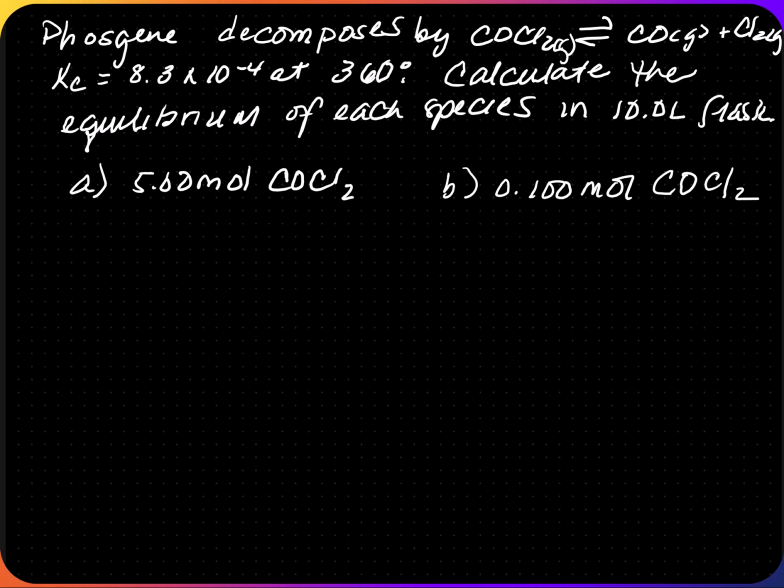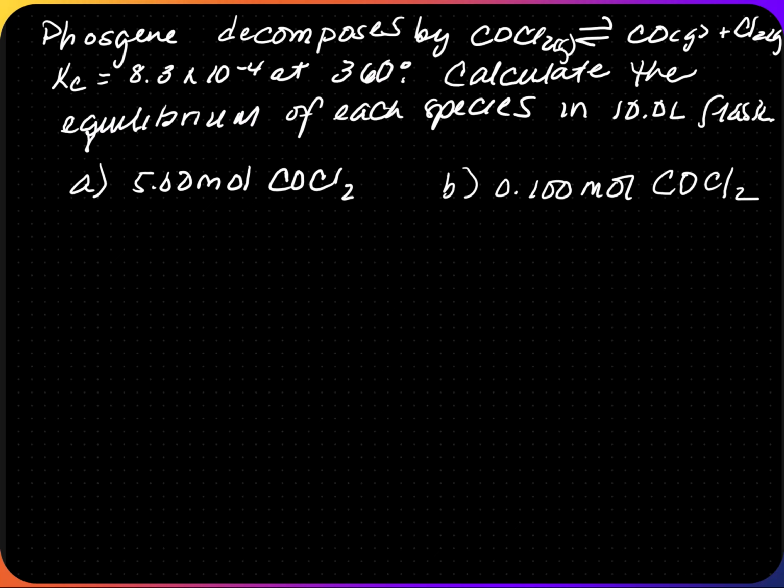Pause the video and solve this problem on your own, and then check your answer. Use the 5% rule. There is a part A and a part B. Phosgene decomposes by COCl2 to CO plus Cl2. The equilibrium constant is given as 8.3 times 10 to the negative 4 at 360 degrees. Calculate the equilibrium concentration of each species in the 10-liter flask. A is 5 moles of COCl2 and B is 0.100 moles of COCl2.